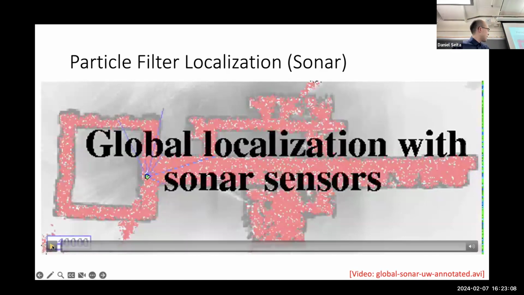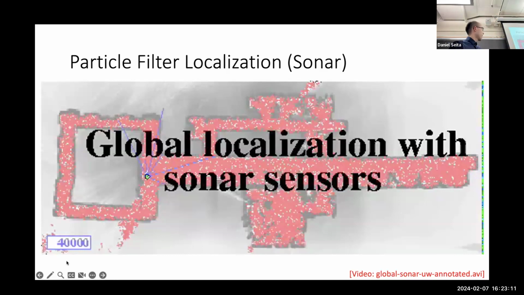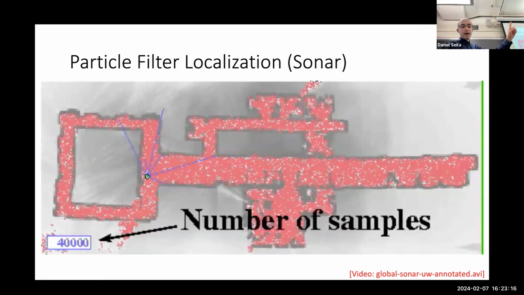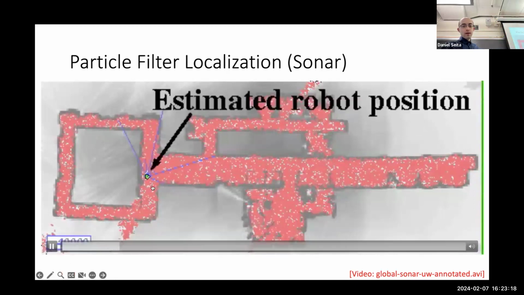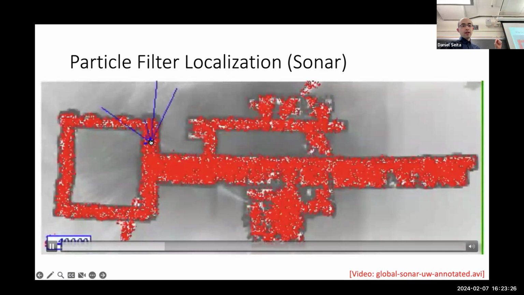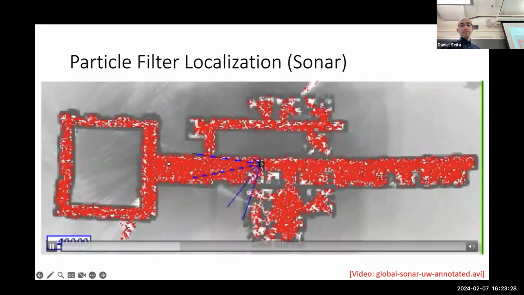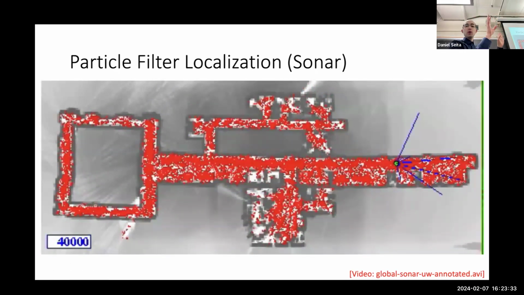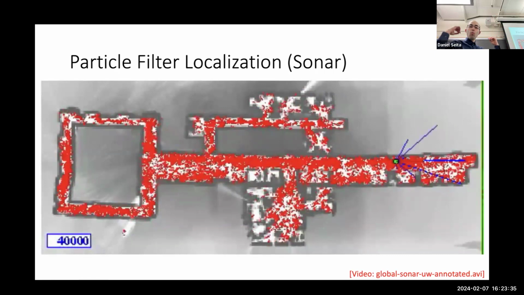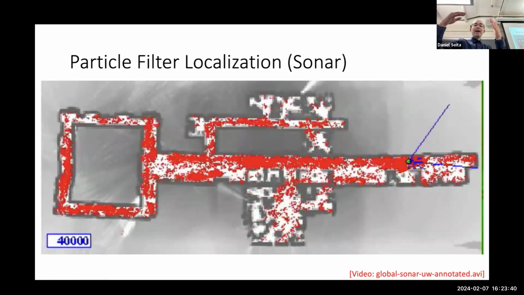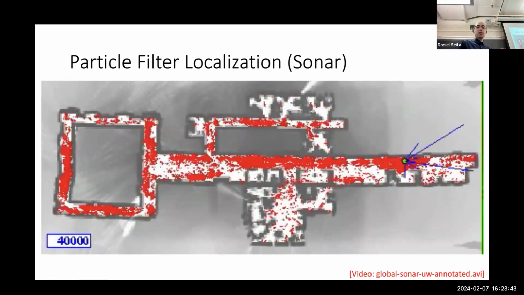So let's look at this video again. The samples are shown in red. One particle is one sample. The estimated robot position is over here. Here they're using sonar measurements, and then you run the particle filter algorithm. Someone is making the robot move, but that detail is not too important. The important thing is to understand the location of the red samples and how they relate to the estimated robot position.